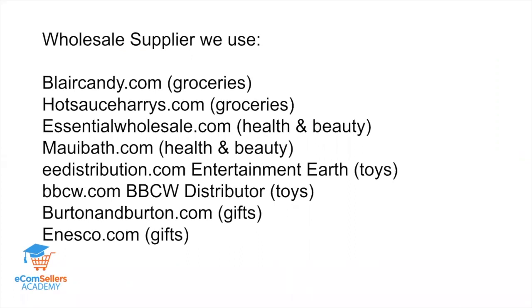Toys, of course, is very popular right now. You have EE Distribution, BBCW. I think Sherpa is another one. And you have Burton and Burton and Enesco. Those are like gifts. And they also have nice little gift bundles that are already put together for you that you can sell wholesale and put them on Amazon and make some nice gift bundles. So those are some suppliers.